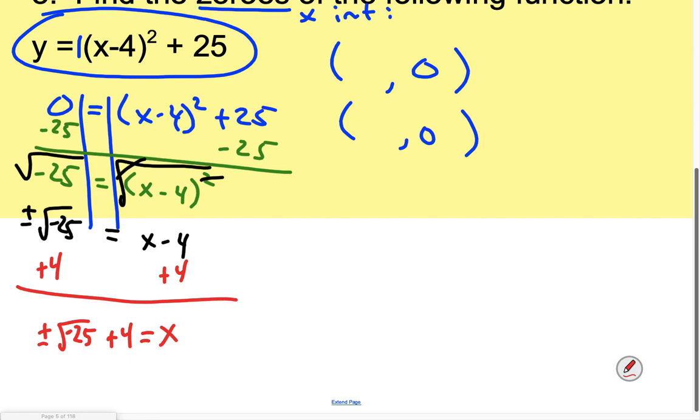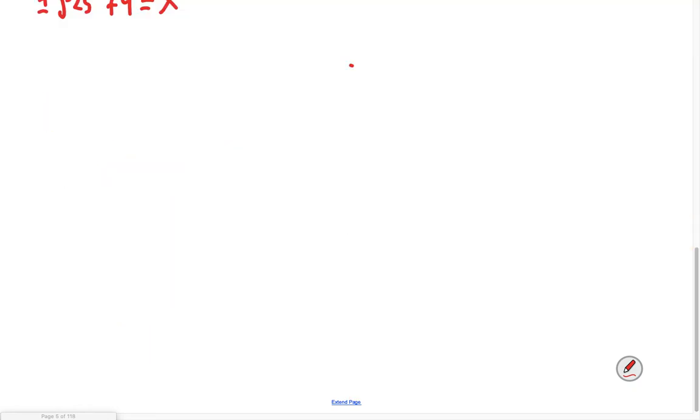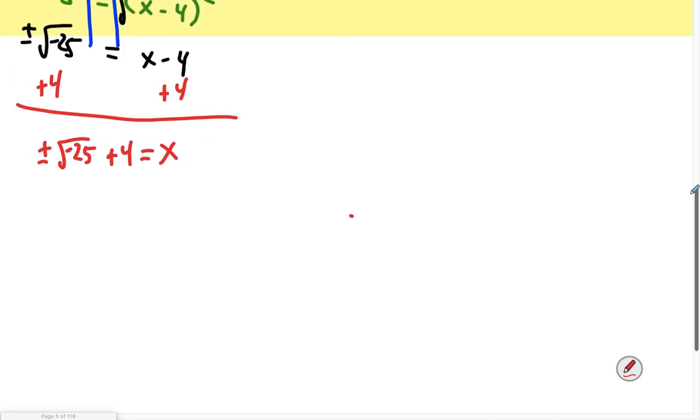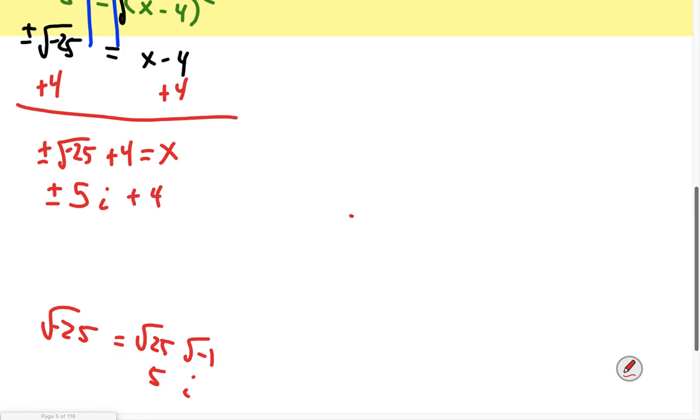Well, we know what the square root of negative 25 is. The square root of positive 25 is 5. So the square root of negative 25 is 5i. Because negative 25 can be thought of as square root of 25 times square root of negative 1. This is 5, this is i. And then we have our plus 4.